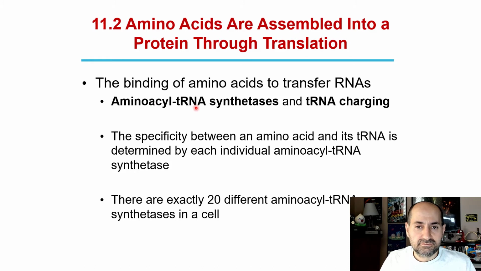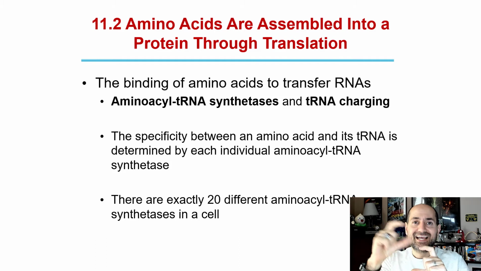aminoacyl-tRNA synthetase. These are enzymes that charge the tRNA with amino acids. So tRNAs are essentially those clover-shaped RNAs that we talked about in Chapter 10. Remember tRNA? But you need to charge the tRNA with an amino acid. You have to attach the amino acid that corresponds to its anticodon loop. You have to charge that tRNA with an amino acid, and that's a charged tRNA.